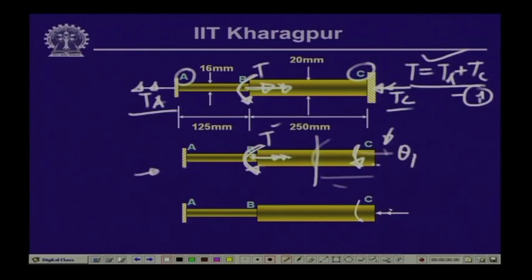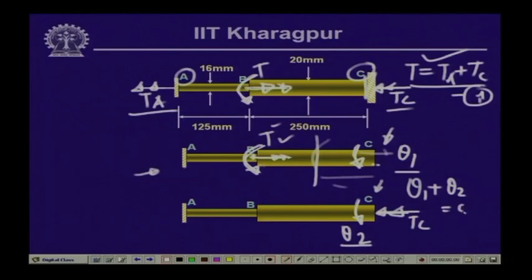Now, if we try to find out the rotation here, which let us call theta 1, which will be occurring because of the twisting moment T at C, and in this free end at C, because of the resistive twisting moment T C, there will be another rotation, and let us call this rotation theta 2. So, this theta 1 and this theta 2, if we combine together, since this end is fixed, it cannot undergo any rotation. So, theta 1 plus theta 2 should be equal to 0. So, this is the equation of compatibility.